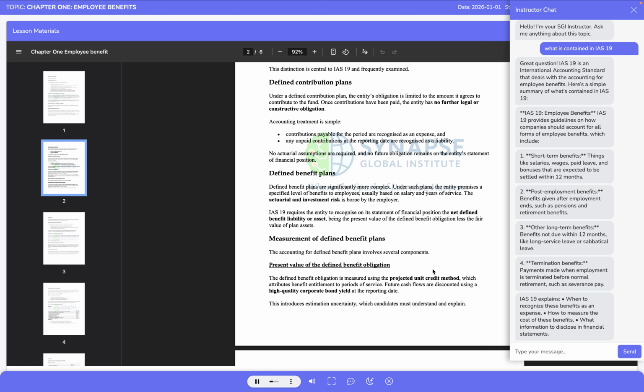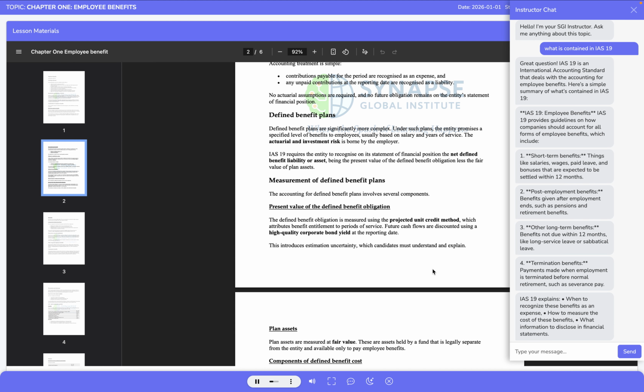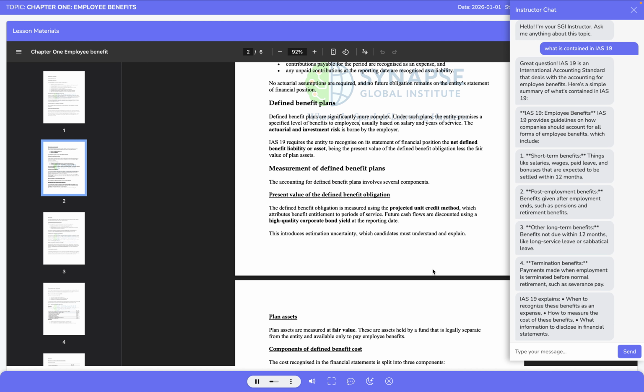IAS 19 requires the entity to recognize on the statement of financial position the net defined benefit liability, or asset, calculated as the present value of the defined benefit obligation less the fair value of plan assets. This immediately introduces estimation uncertainty and professional judgment, which is why defined benefit accounting is a major focus at CPA Advanced Level.